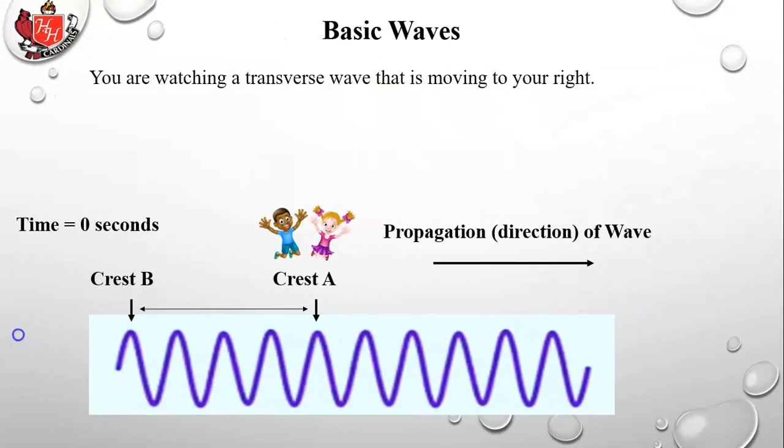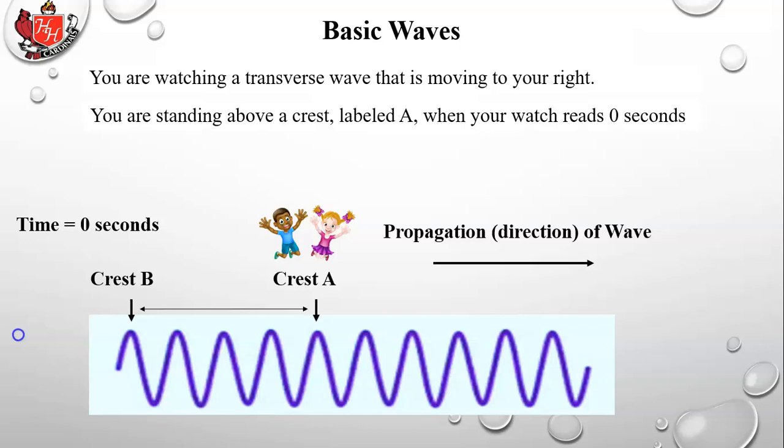So you're watching a transverse wave, that's you, the little boy and girl, that is moving to your right. So you're standing above a crest labeled A when your watch reads 0 seconds. While you're standing there, you haven't started your stopwatch and the wave is not moving right now.